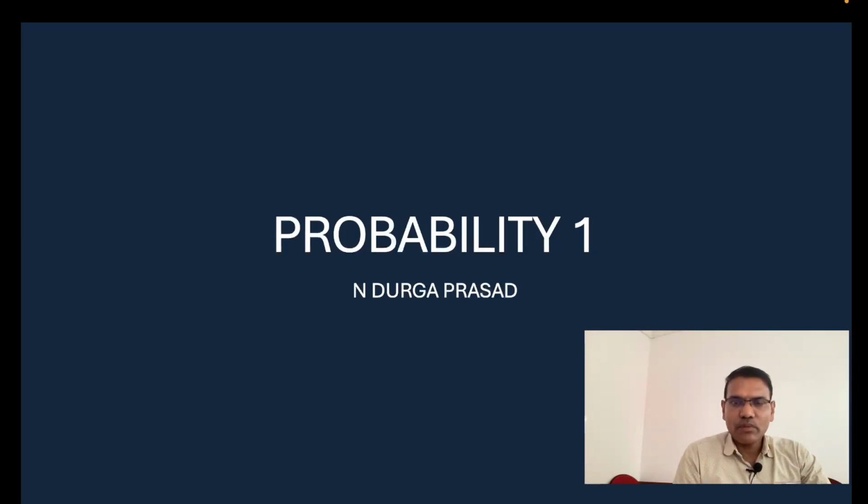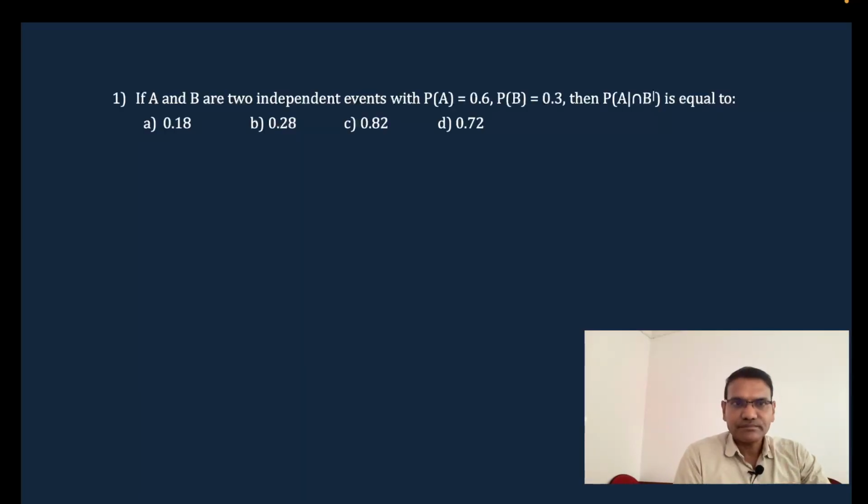Next class is probability. Here, these are the questions. If A and B are two independent events, P of A equal to 0.6, P of B equal to 0.3, then P of A dash intersection B dash is equal to what? See here.